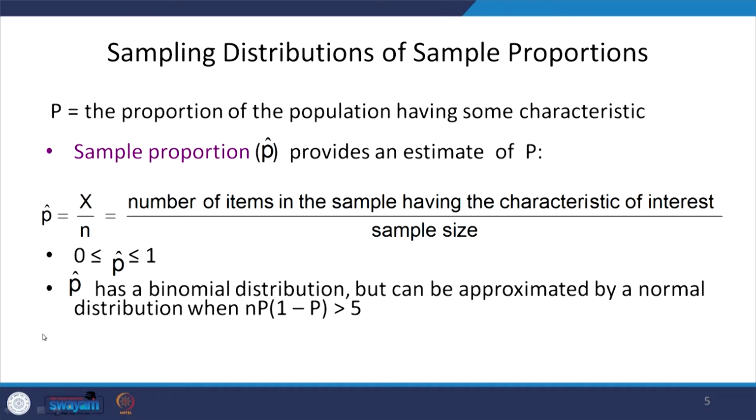The range of the sample proportion is as usual 0 less than or equal to p hat less than or equal to 1. P hat has the binomial distribution, but it can be approximated by the normal distribution when nPQ is greater than 5. Here Q is nothing but 1 minus P. As we know, the binomial distribution has only two alternatives, that is good or defective, pass or fail, yes or no.